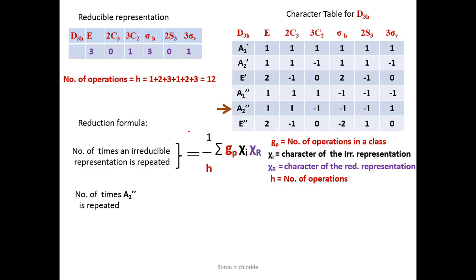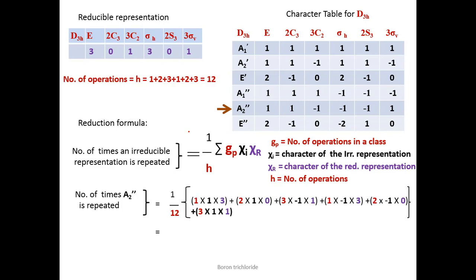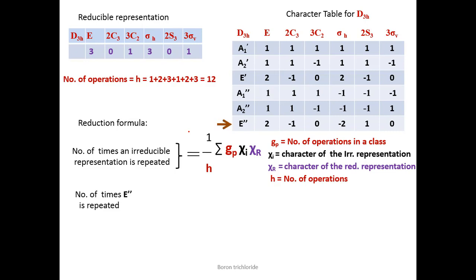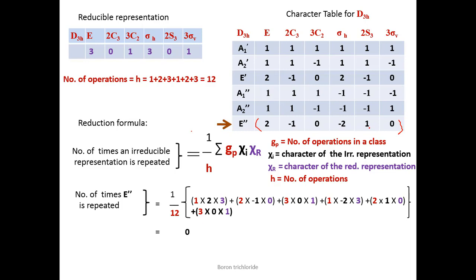Next we come to A2 double dash. Consider and similarly do the reduction. We will get the value as 0. A2 double dash is repeated 0 times. Next is E double dash. You consider the characters opposite E double dash alone, not the remaining characters. GP is same, chi R is same, only the chi I is different. And using the formula, calculate the number of times E double dash is repeated: 0. E double dash repeats 0 times.